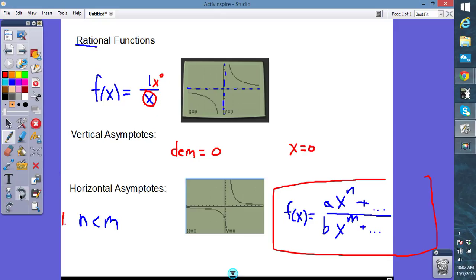Okay, so for this situation, the degree of the numerator is less than the degree of the denominator. If that's the case, the rule is you have a horizontal asymptote at y is equal to 0. And that's where this horizontal asymptote here is coming from. So the vertical asymptote was where the denominator equals 0, and the horizontal asymptote is at y is equal to 0.